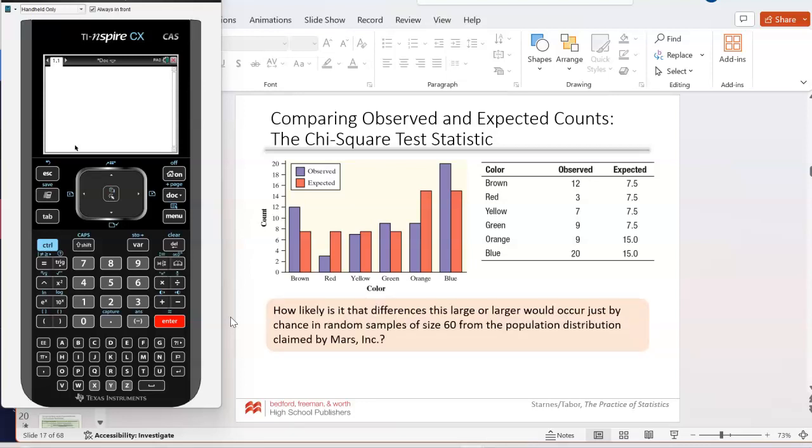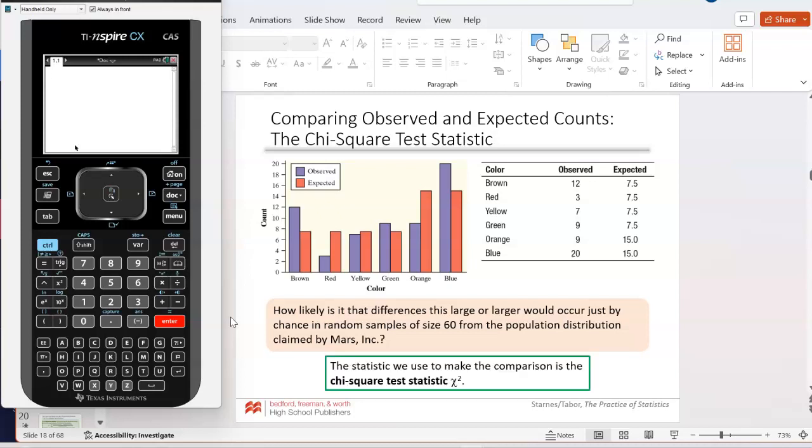How likely is the difference? Is this larger difference or larger occurred just by chance? Okay, well, that's kind of interesting. That's called the chi-squared statistic. So we're going to figure out chi-squared, which is going to be a number. By the way, it looks kind of like an x squared. It's kind of like a cursive x or something there, but that's a chi. It's a Greek letter. So chi-squared is the name of the test.